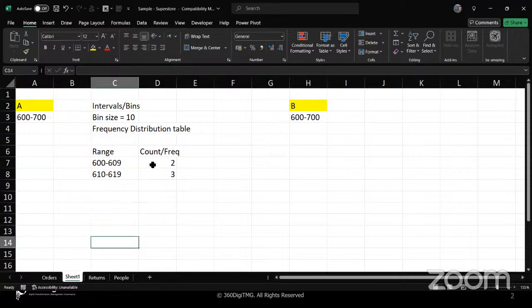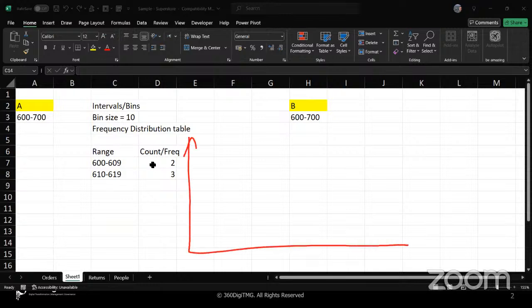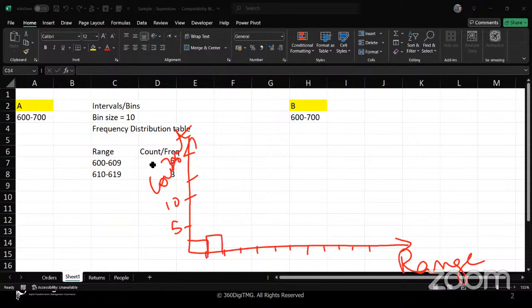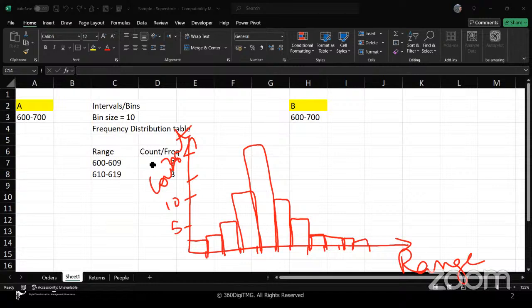And when I present the data in a graphical format, we will have range along the x-axis and count along the y-axis. Let's say 5, 10, 15, and 20. Two people got in this range, three people in this range, five people in this range, 10 people in this range. Let's say 20 people in this range, maybe only 8 in this range, maybe 6 in this range, maybe another 3 people in this range or 2 people in this range, maybe only 1 here.